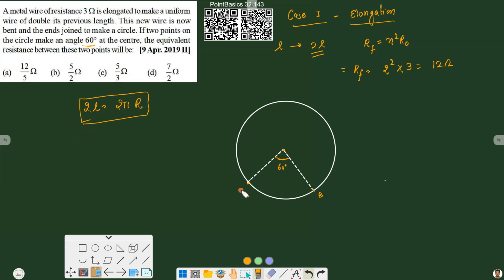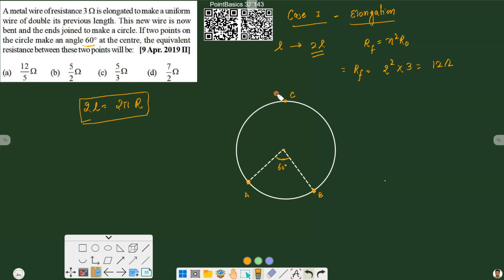Now, for these 2 points A and B, they are connected via two paths. First directly A to B, and then the overhead path. Suppose we add some point here, C. Then from A to C, then C to B. So what we will do is find the resistance of both of these parts, and then we will do a parallel combination of both, because now A and B are connected via two paths, and both of these paths will act as parallel resistances.